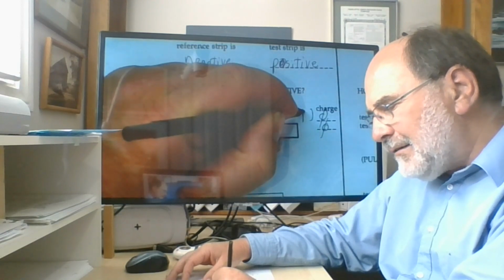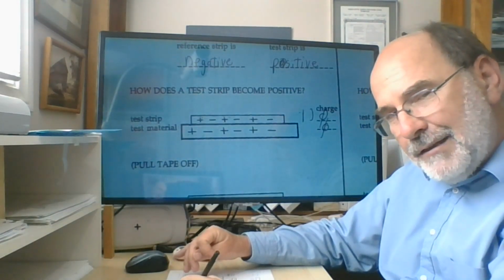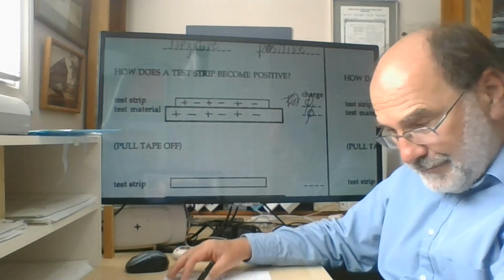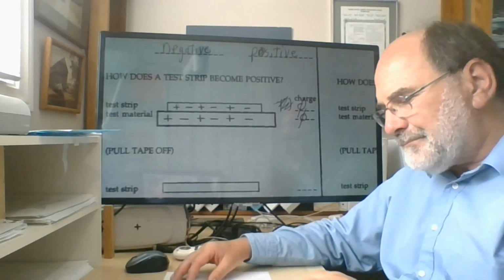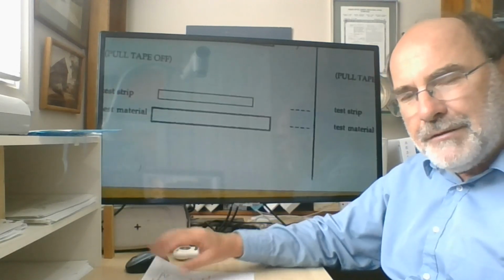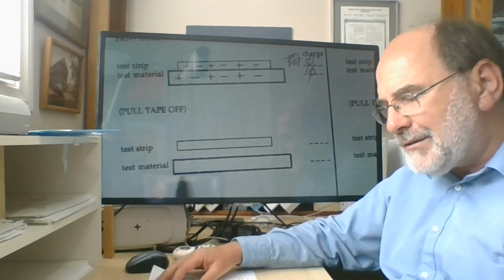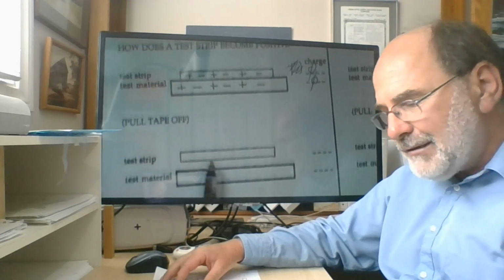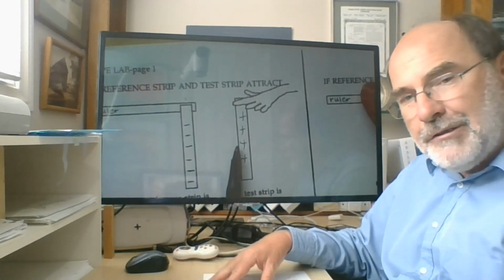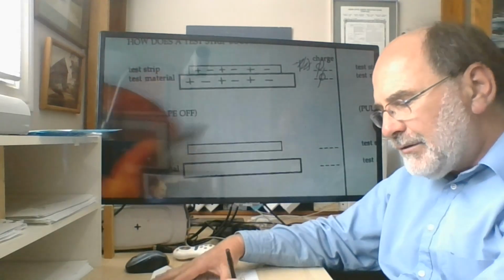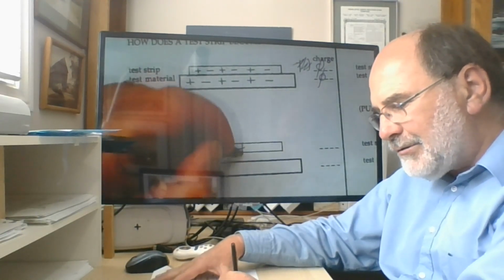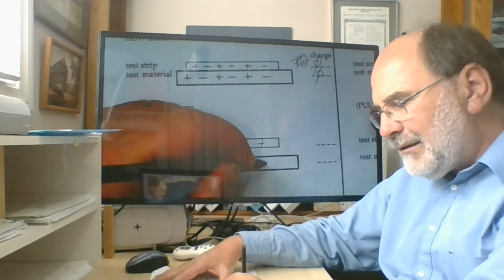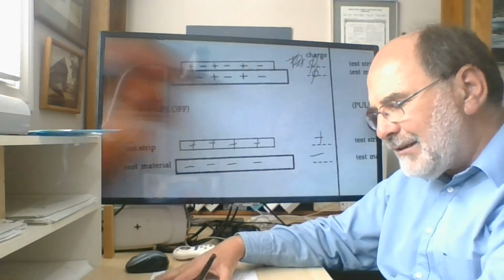Let's put N, no, because some students, if they put N, they'll think that means negative. So we'll have to go with 0. There we go. After you pull the tape off, what is the new situation? The test material is going to be opposite in sign to the test strip. The test strip was positively charged. So here is our test strip positively charged, and therefore the test material is negatively charged. This is positive, that is negative.